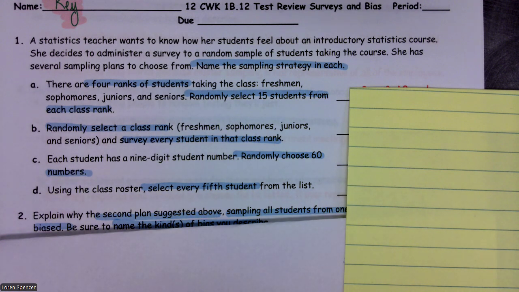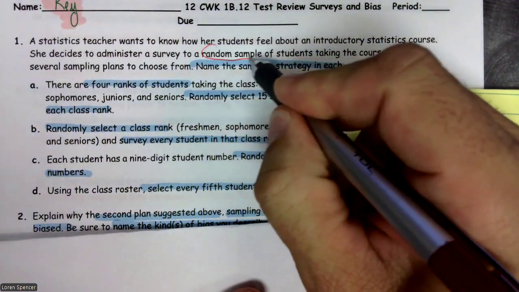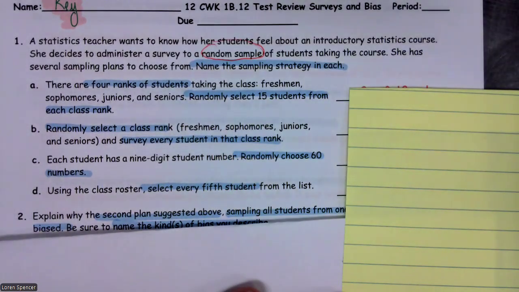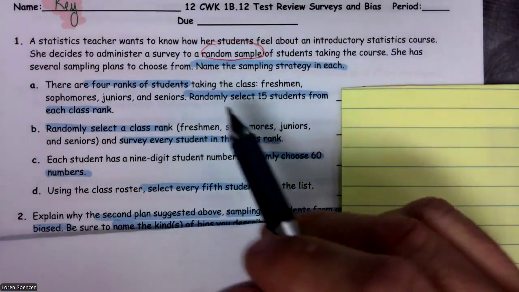A statistics teacher wants to know how her students feel about an introductory statistics course. She decides to administer a survey to a random sample of students taking the course. She has several sampling plans to choose from. Name the sampling strategy in each. It's interesting to note that they said it was a random sample. That kind of eliminates the idea of it being convenient. So convenience should not be an answer.